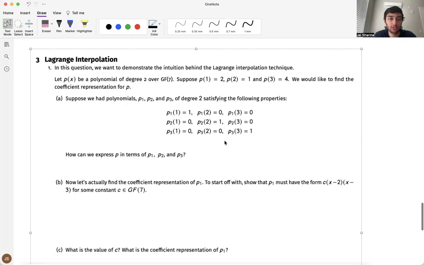Okay. So for this Lagrange interpolation problem, we're going over the basics of Lagrange interpolation. We want a polynomial of degree 2 over GF(7). And we have some points here: 1 point, 2 points, and 3 points where we specify the inputs and outputs, right? And we want to find out what is the polynomial that satisfies all of this, right?